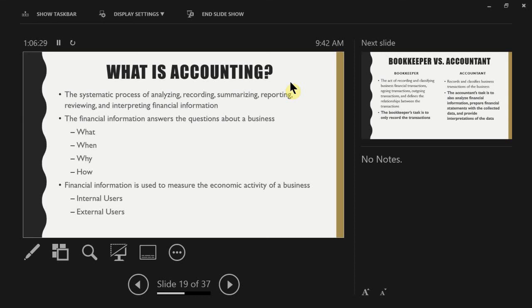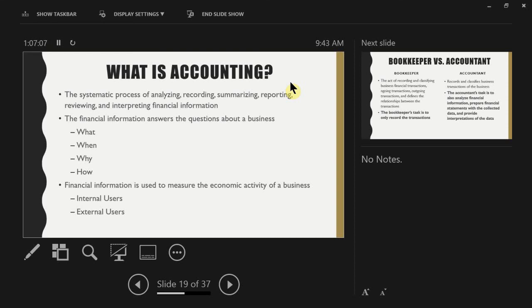So for example, I went to the grocery store and I bought food. Well, what happened? I went to the grocery store, I bought food. That's what happened. When did it happen? Yesterday. Why? Because I'm hungry. And how? I paid cash. Pretty straightforward. This is going to be very key, especially when we move on to chapter number 3, which is tomorrow, when we understand how to take a transaction, how we interpret it, and how we categorize it and sort the data.